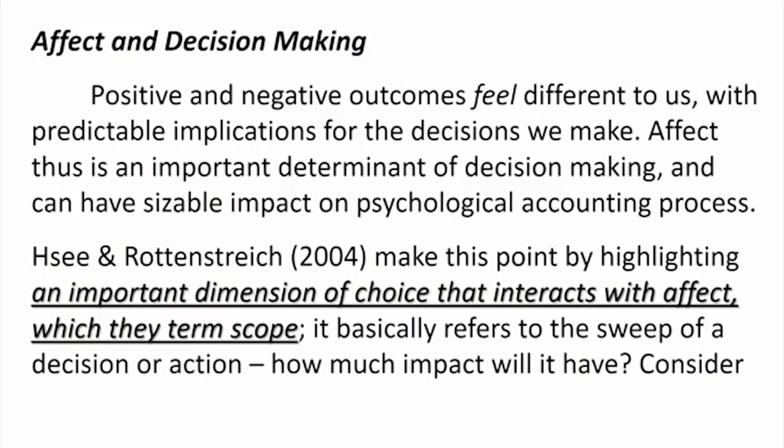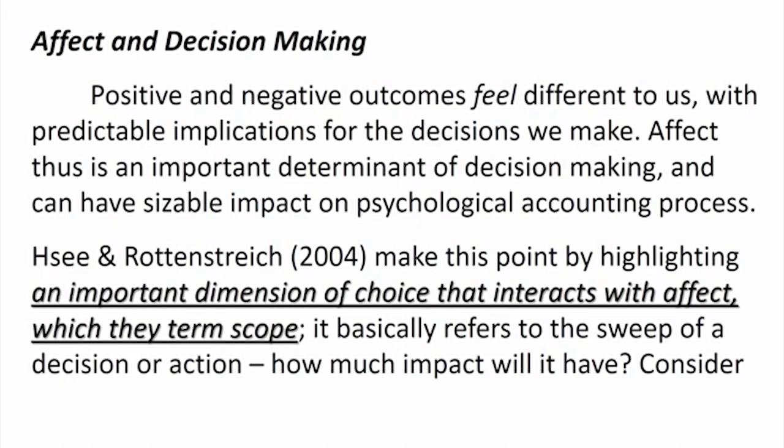Another interesting fact in decision making is the role of affect, or the role of emotion, in decision making. Positive and negative affect which comes with an outcome, the feeling of goodness or badness which comes with an outcome, gives us different feelings, with predictable implications on the decisions we make. So, our decisions are not just in terms of factual information, they are also related to the kind of feeling that we get after taking a particular decision. After choosing a particular alternative, how we feel about that alternative also plays a major role in how decision making is done.